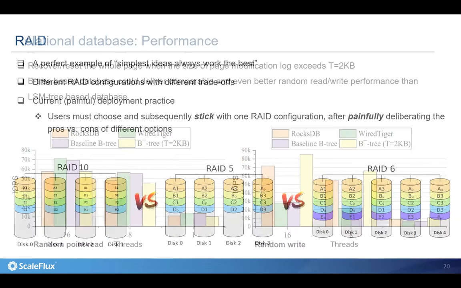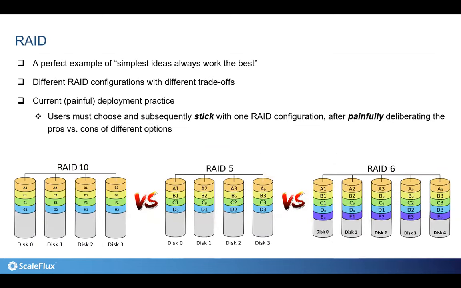The second case study is software elastic RAID. We all know about RAID. RAID is a perfect example of how the simplest ideas always work best. We know some commonly used RAID configurations like RAID 0, RAID 1, RAID 5, RAID 6, and RAID 10. Sometimes we call RAID 10 RAID 1.0. Different RAID configurations have different trade-offs. In current practice, users usually have to choose one specific RAID configuration and then stick to it after deliberating the pros and cons of different options.